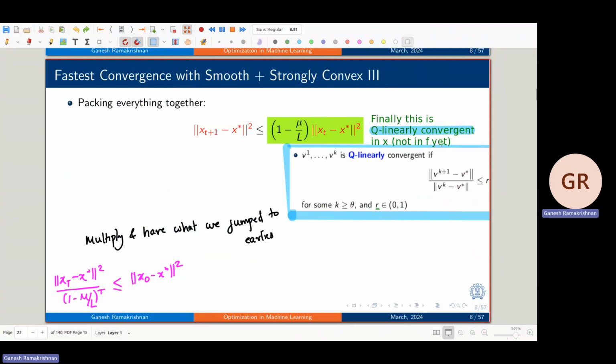Now it turns out that this is the notion of Q linear convergence. Again, we won't have time to talk about all of those. I'll put those in extra slides. But the idea of Q linear convergence is as follows. I've just summarized it here. V1 to Vk is Q linearly convergent if norm V(k+1) minus V star divided by norm Vk minus V star is less than or equal to r for some r between 0 and 1. So this looks exactly like that: norm xt plus 1 minus x star divided by norm xt minus x star square is less than or equal to 1 minus mu by L. Here, 1 minus mu by L is r.